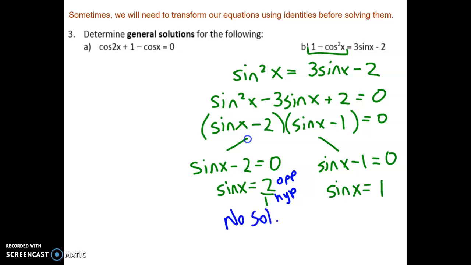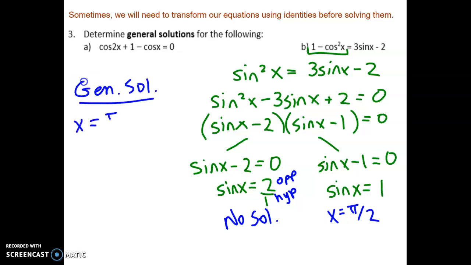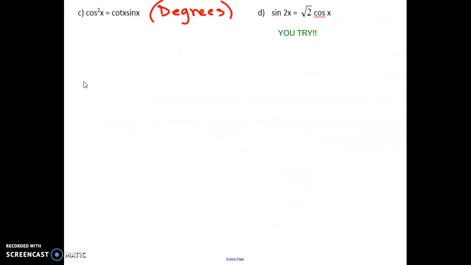Okay, you can't have sine be bigger than 1. What's your 2 over 1? So this means that our sine x equals 1 at pi over 2. But if I want the general solution, then we have to take our pi over 2 and add 2 pi n. Again, that represents that you're going to keep making loops back to that same spot as you go through the circle.